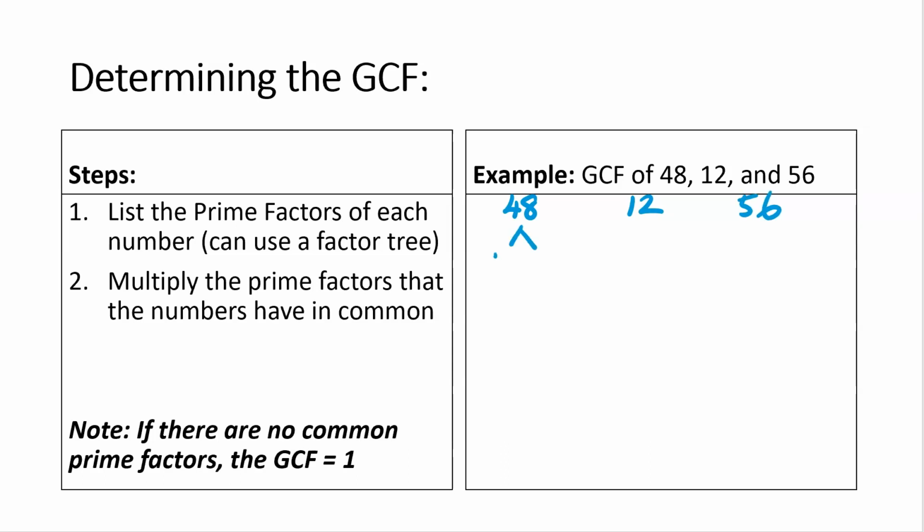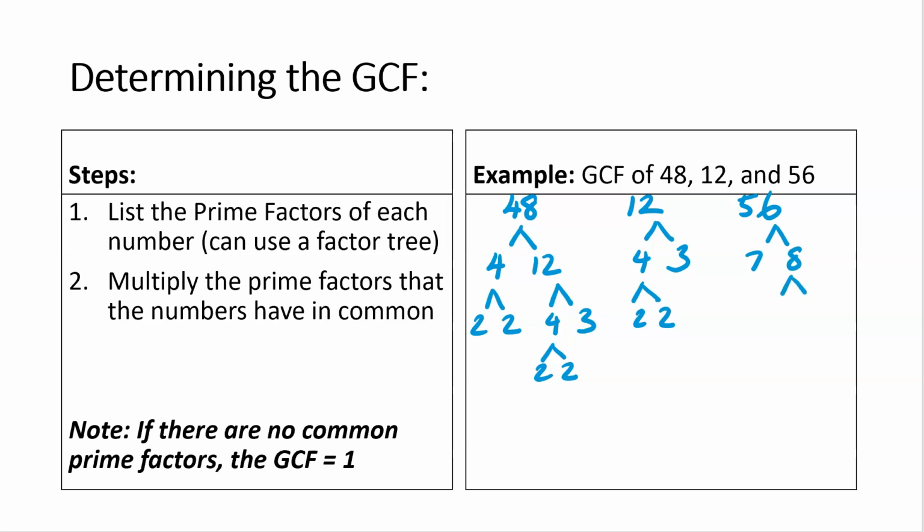So for 48, that's 4 times 12. 4 is 2 times 2. 12 is 4 times 3. 4 is 2 times 2. For 12, that's 4 times 3, and 4 is 2 times 2. 56 is 7 times 8. 8 is 4 times 2. 4 is 2 times 2.